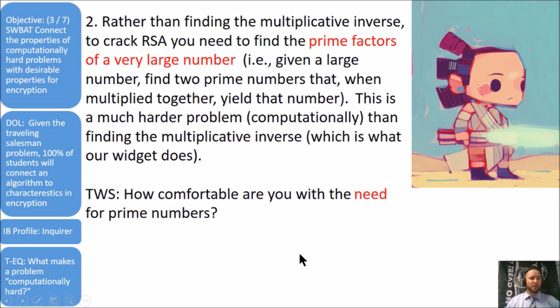So the third thing to point out to you guys is that rather than finding the multiplicative inverse to crack RSA, you need to find the prime factors of a very large number. That is, given a large number, find two prime numbers that when multiplied together yield that same number. This is a much harder problem computationally than finding the multiplicative inverse, which is what our widget does. Your think-write-share here is, how comfortable are you with this need for prime numbers?